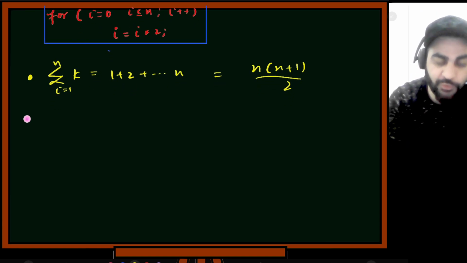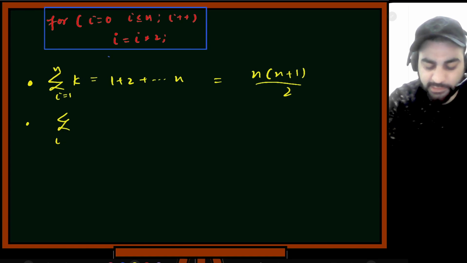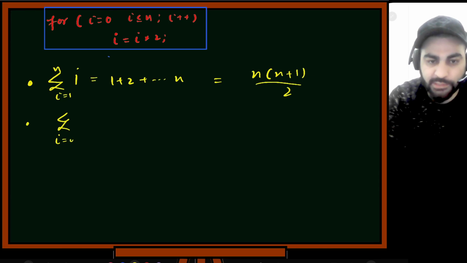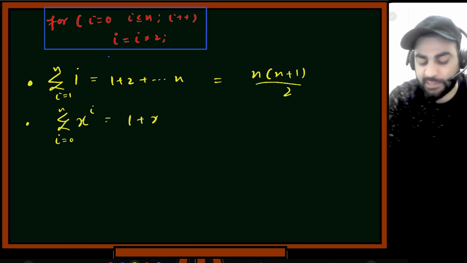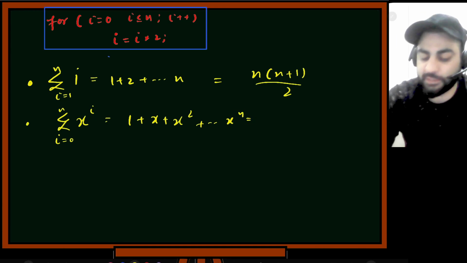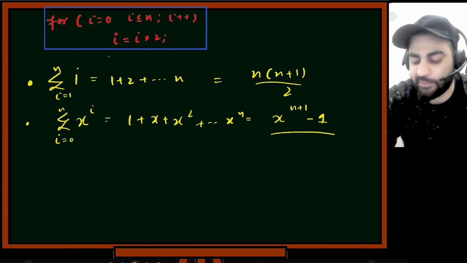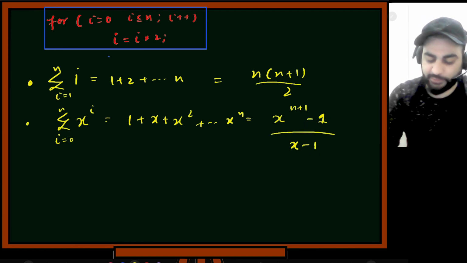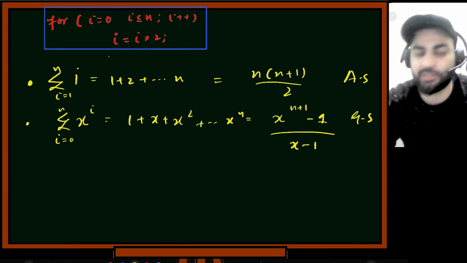If you have a geometric series, it is something like this: summation of i equal to 0 to n of x to the power i. So this is 1 plus x plus x squared, something like this, till x to the power n. The formula for this is x to the power n plus 1 minus 1 divided by x minus 1. Okay, this is our arithmetic series, this is our geometric series. This is basically the summation of these.